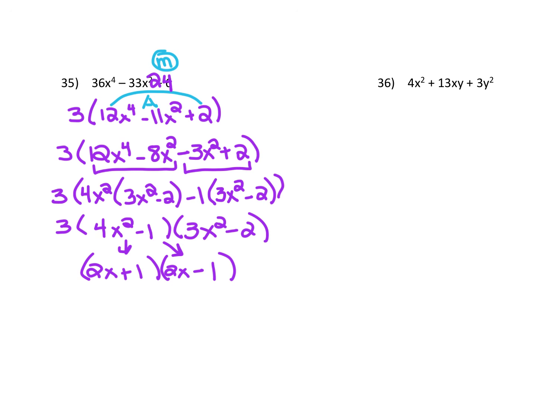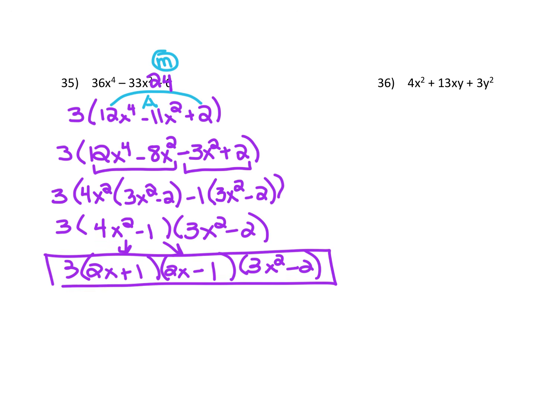Now, don't forget to bring down this factor of a 3 and this factor, right? This doesn't factor further. This is a difference, but not perfect squares. So we're going to bring down our 3x squared minus 2. So in this case, we actually have 1, 2, 3, 4 factors. So this one we had to factor completely. We had to keep going and keep going. So this is our final answer.